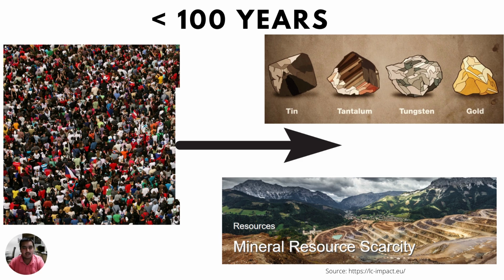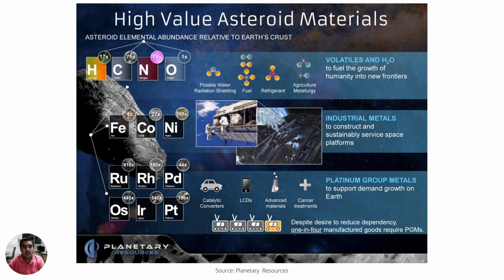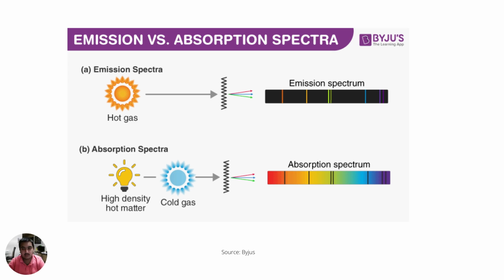In less than 100 years, scientists predict that one, humans will run out of several valuable minerals, and two, our scientific endeavors will need resources. And this is where asteroid mining steps in. Asteroids contain an abundance of minerals, so how do we know what minerals are on what asteroid?